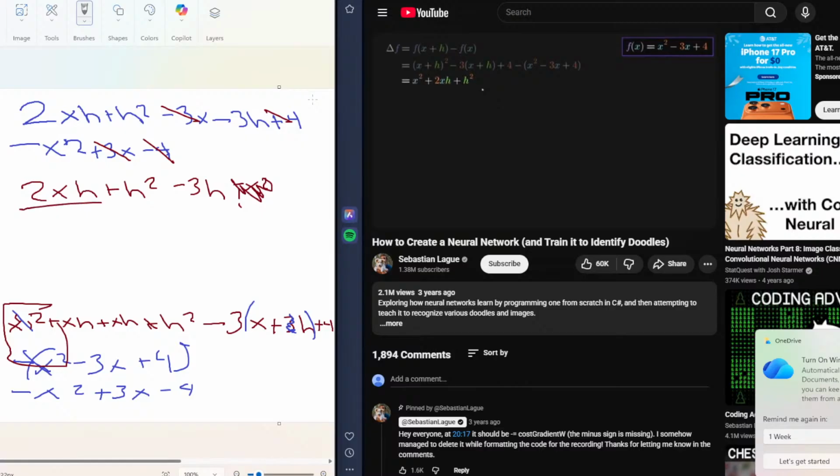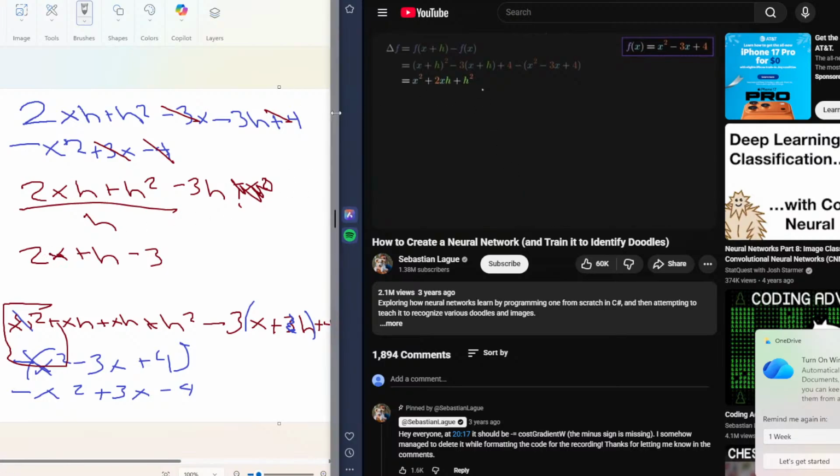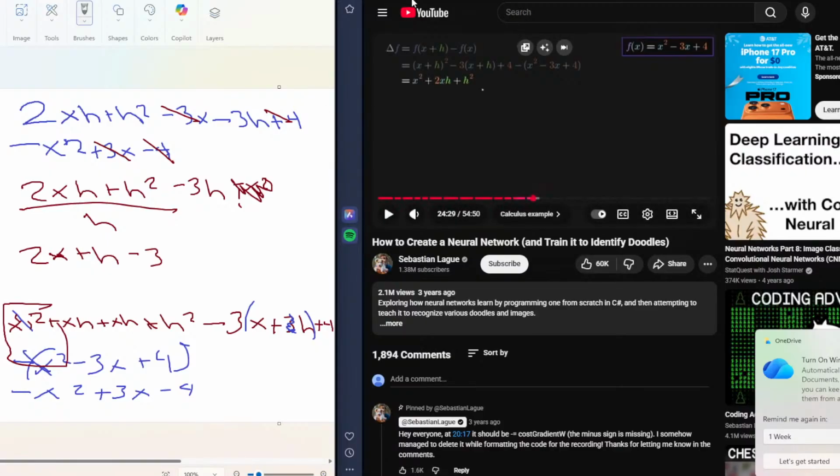You can get rid of all these h's. So you're getting 2x plus h minus 3, which, wow, look at that. Okay. So it should be 2x plus h minus 3. And that should be the delta of f.